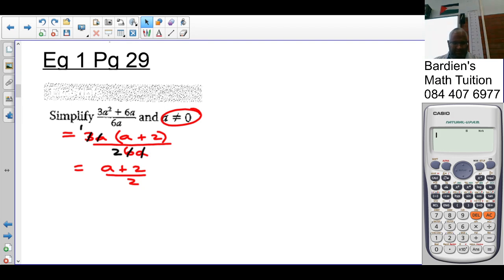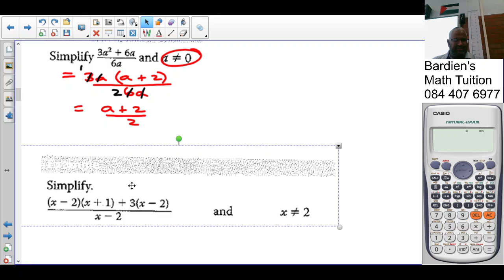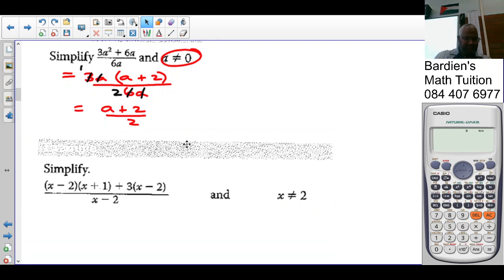Right, sorry about that. So now we're looking at example 2 on the same page. Example 2, page 29. Take this down quickly and you try and do it.